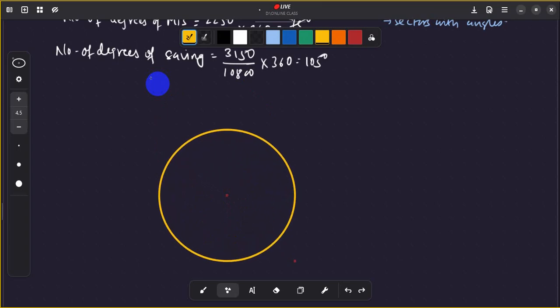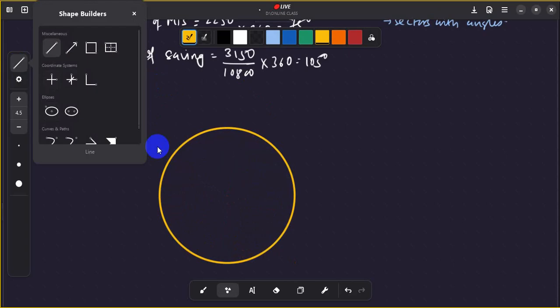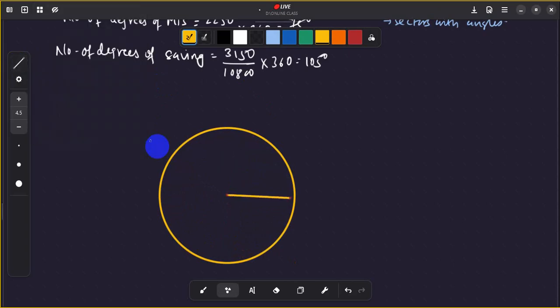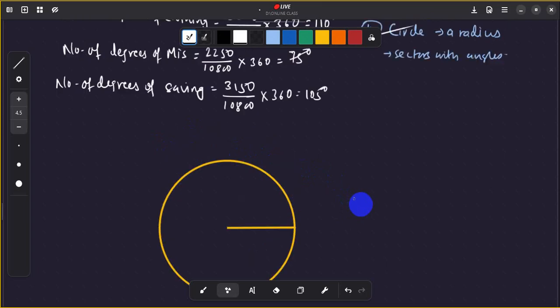Okay, let's construct a circle, not a straight line. Circle, and after this we'll construct a radius like this. This is the radius. The radius acts as the reference line for constructing the angles. Now after this, we'll construct the angles by using a protractor. I think you all can construct the angles. Do you have any problem on making angles by using a protractor?